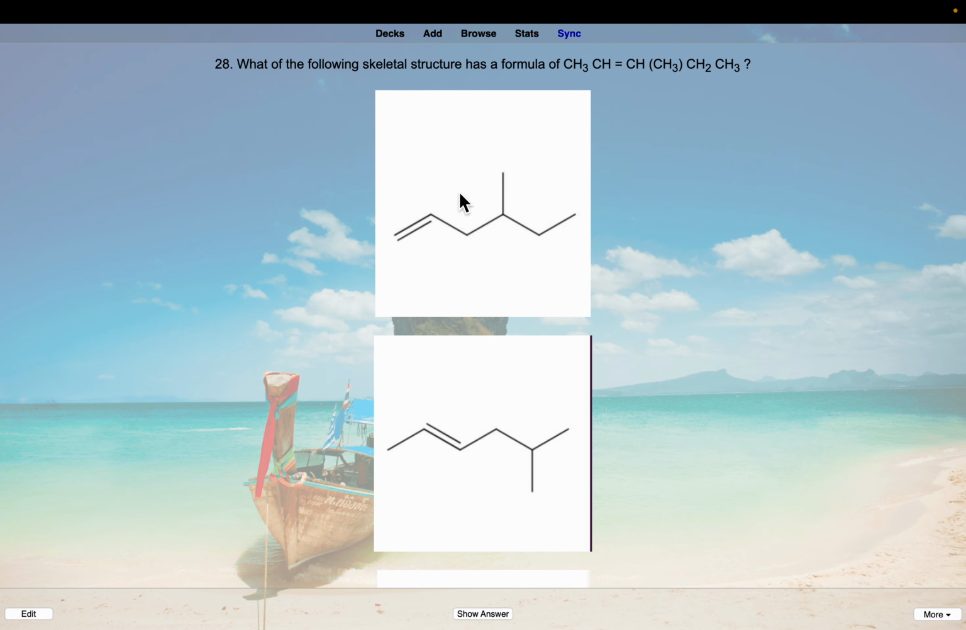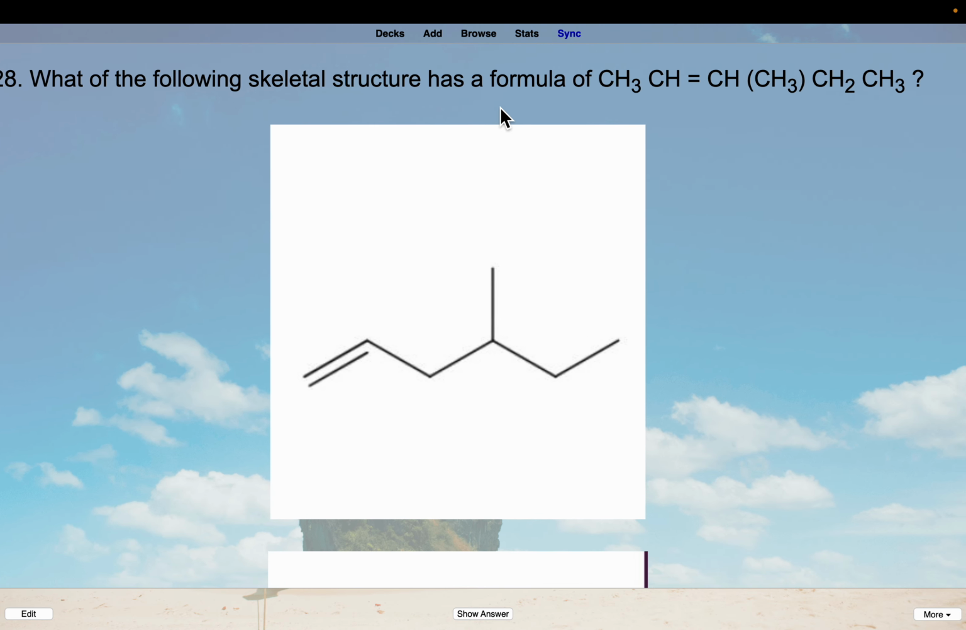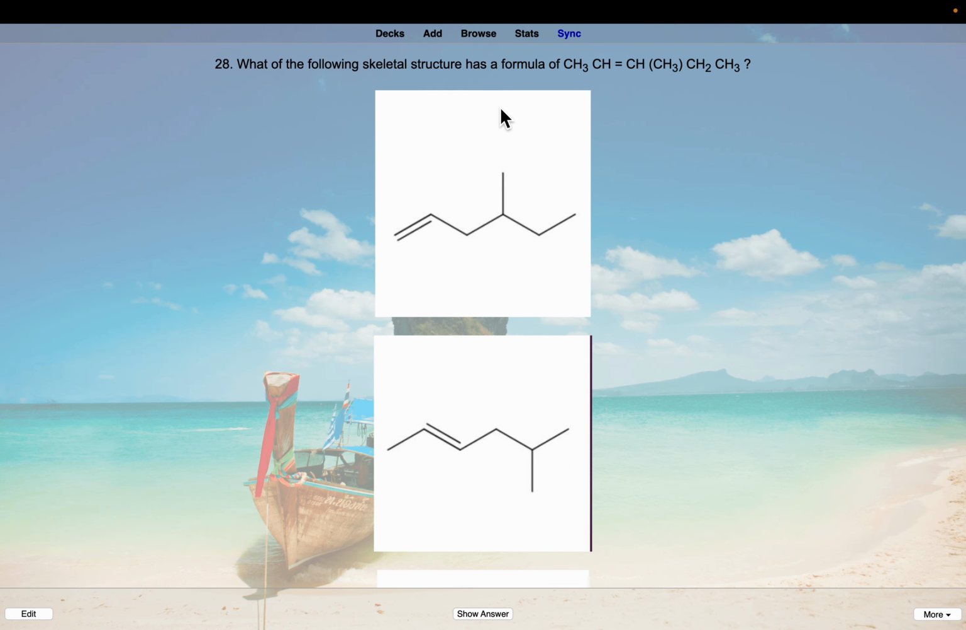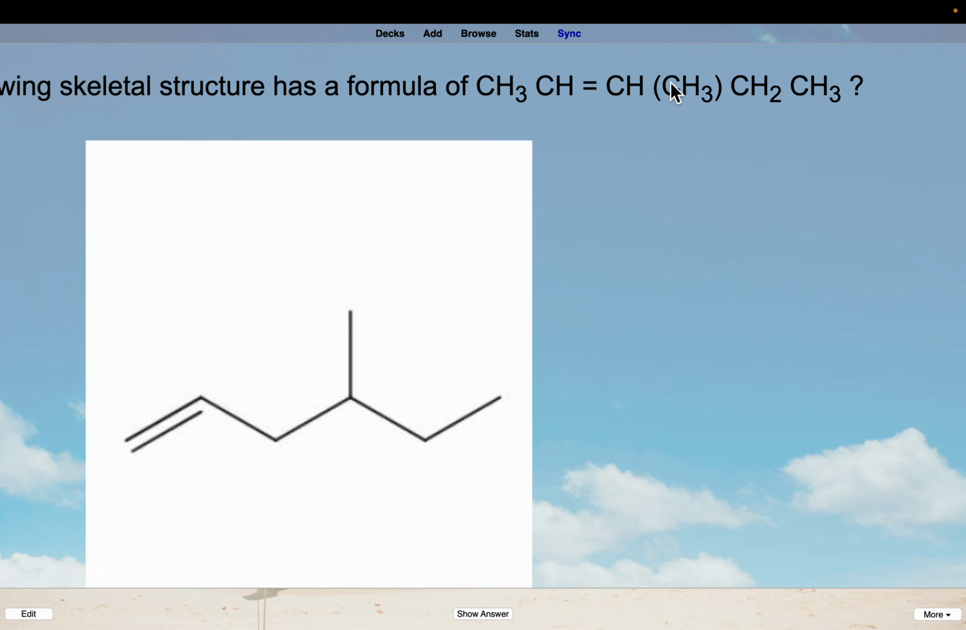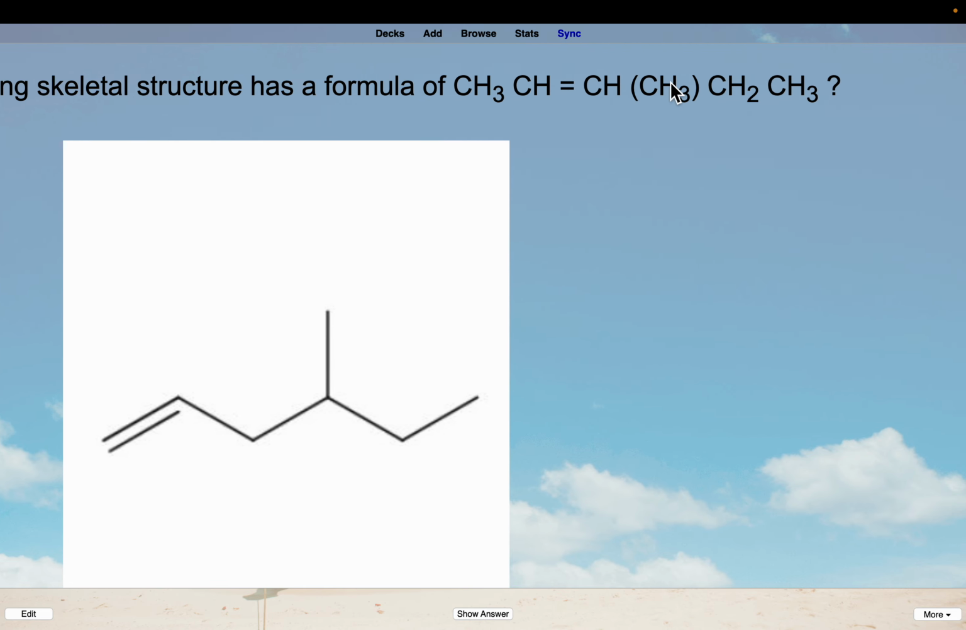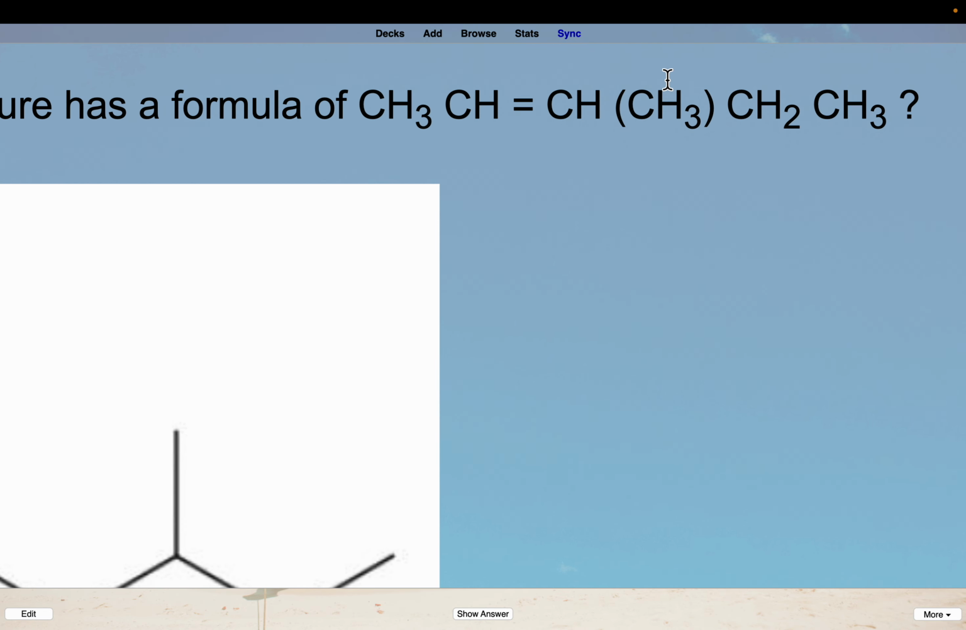Okay. Which of the following skeletal structures has this formula? Okay, so this time we're given the condensed form and we need to look for its corresponding structure. This is going to be a challenge because we're not going to be drawing anything. This is a laptop. Drawing would be more appropriate if I were using an iPad right now, but that's not the case. Okay, let's get on with it.